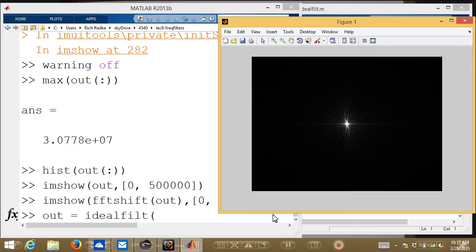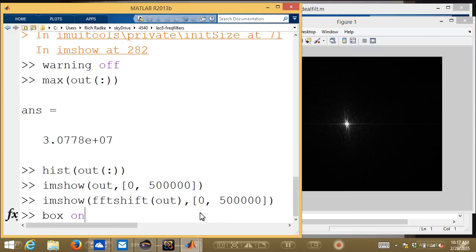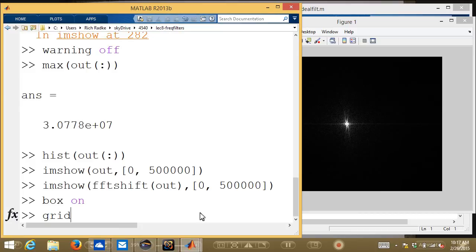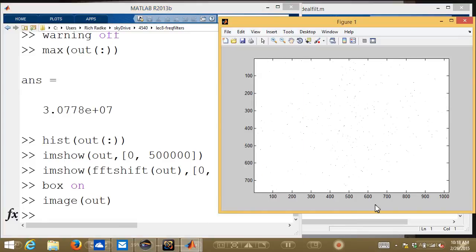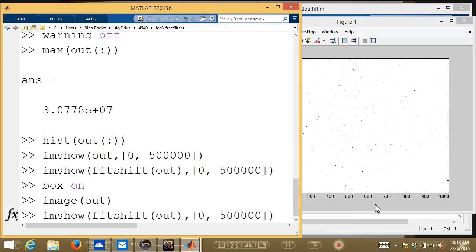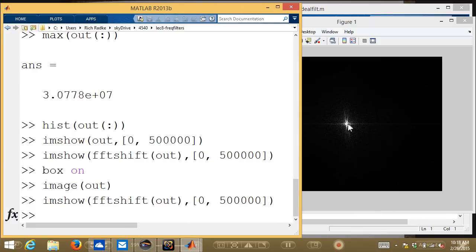Let's take a look at this frequency domain again. I don't know why, but with imshow I don't get axes. So what if I were to just do image of out, for example? That's even worse, but I can still get a sense. What I'm trying to get at is how wide this middle area is in the frequency domain.